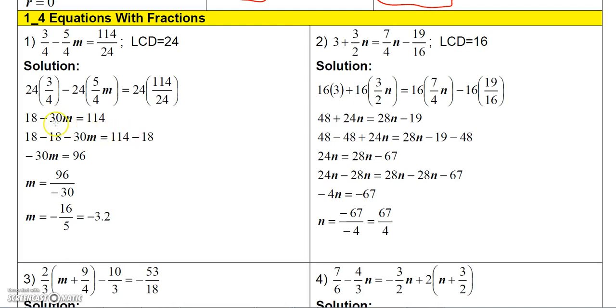Okay, so here I'm going to show you how to solve equations that involve fractions. Now, there are different routes you can take to solve some of these equations. Like, for instance, on this first equation, somebody might try to subtract 3/4 from both sides and then get a common denominator and combine the fractions.